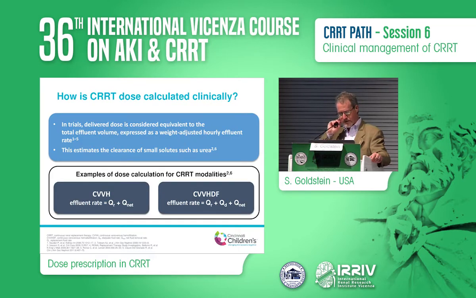So how do we calculate this clinically? In the trials that I'll discuss and that you'll hear about later, the delivered dose is considered to be equivalent to the total effluent volume, expressed as a weight-adjusted hourly effluent rate. This estimates, again, the small solute clearance, such as urea. So for these calculations, for CVVH, the effluent rate is the rate of replacement fluid in mL per hour plus the net ultrafiltrate in mL per hour. Whereas CVVHDF combines the replacement fluid rate in mL per hour, the dialysis fluid rate in mL per hour, and the net ultrafiltrate rate.